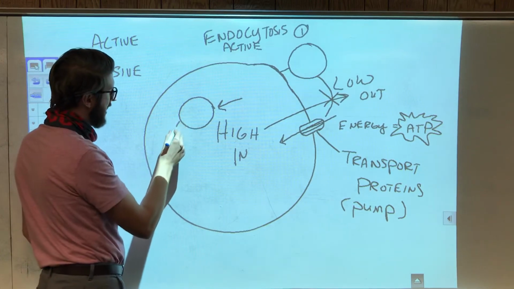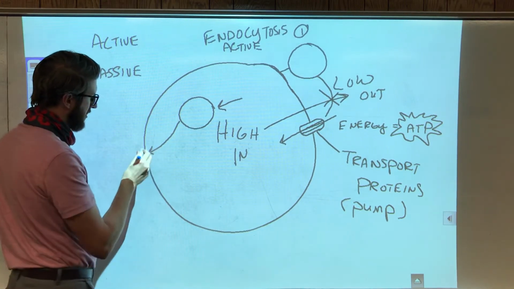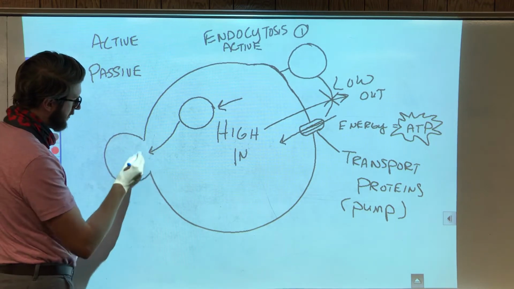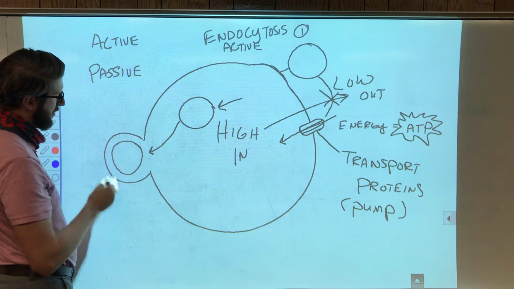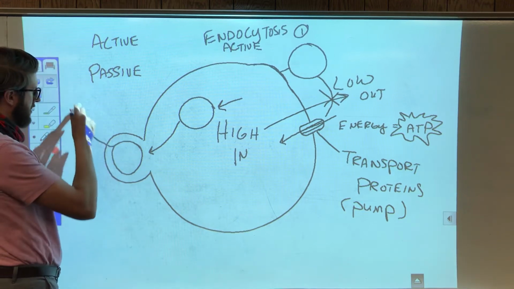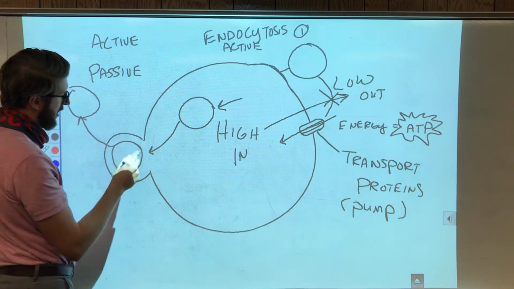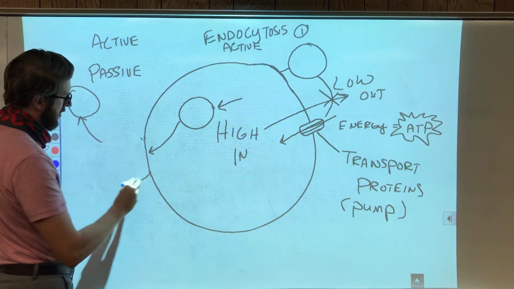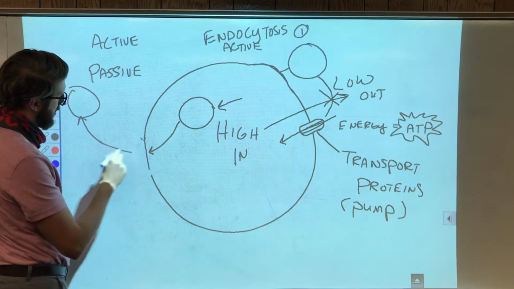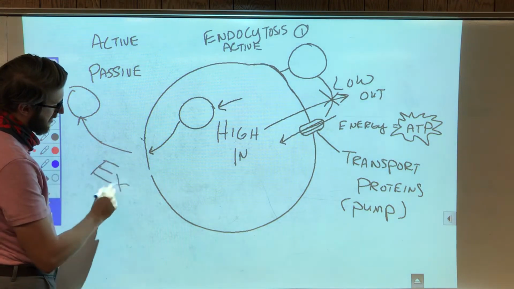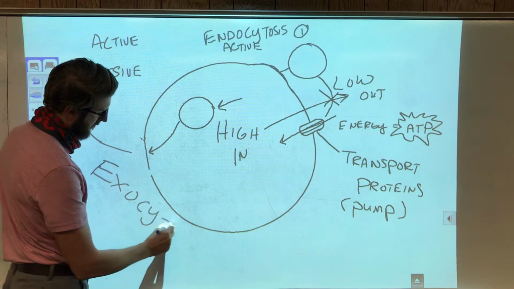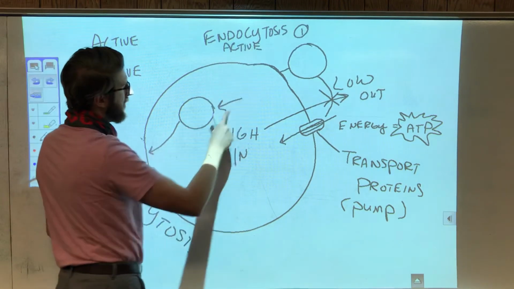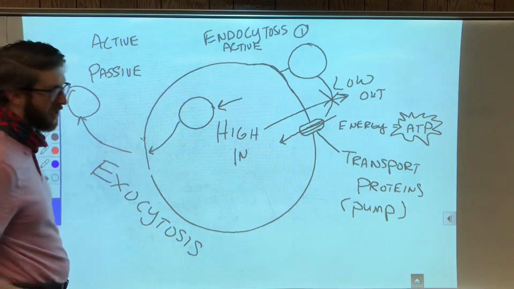But if you need to move it out, the same thing happens, just in reverse order. Okay, it moves out, and then this keeps going. The cell membrane pops right back into place, right behind it. And that is called exocytosis. Endo is bringing it in, exo is making it exit.